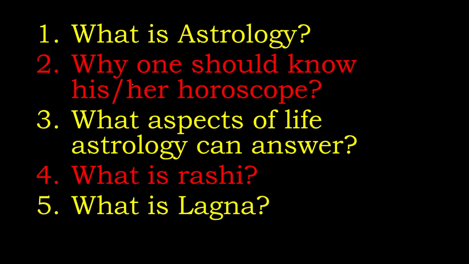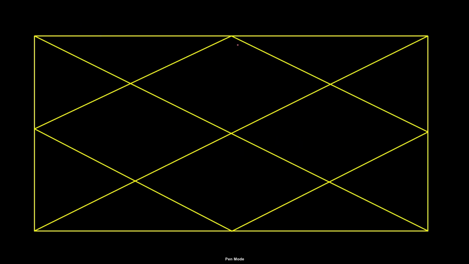Next, the second question is: why should one know his or her horoscope? Why does the native need to have a horoscope? Horoscope actually means the presentation, or the position, of different planets in different houses. So let me show you here. This one is the North Indian style of the horoscope or birth chart.